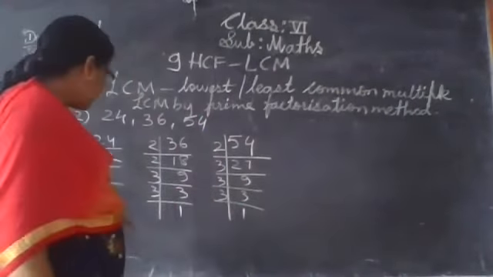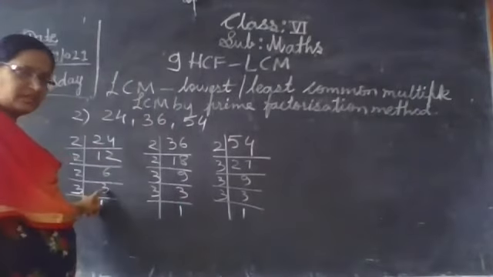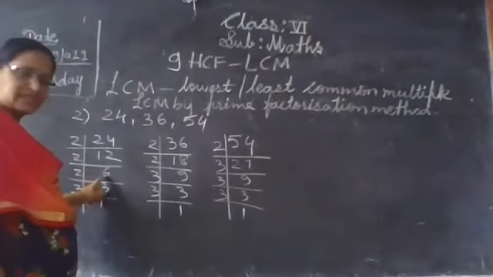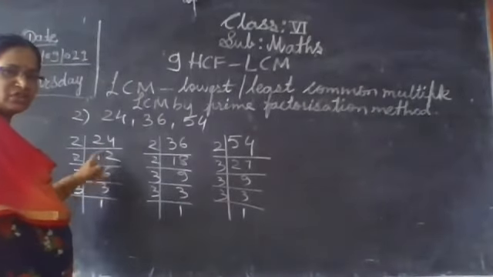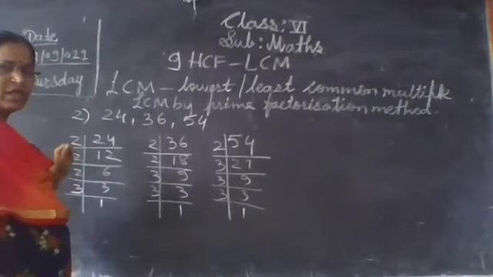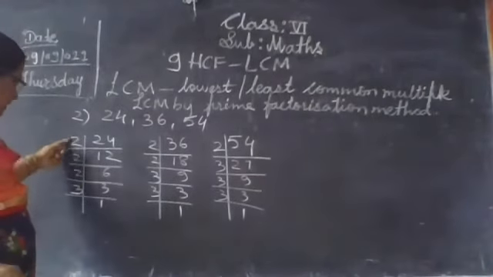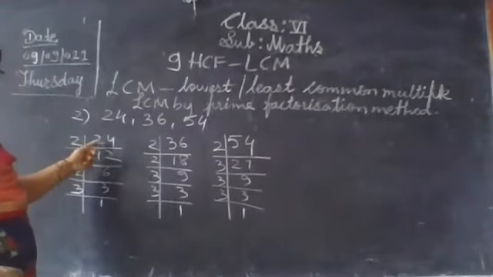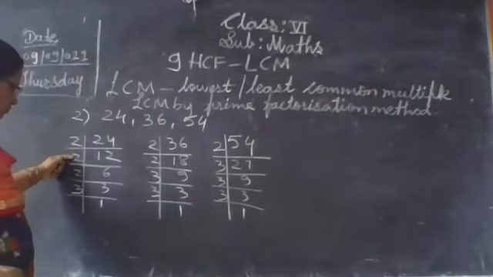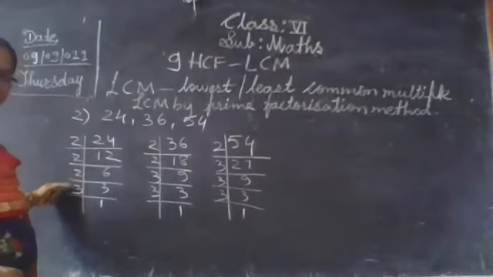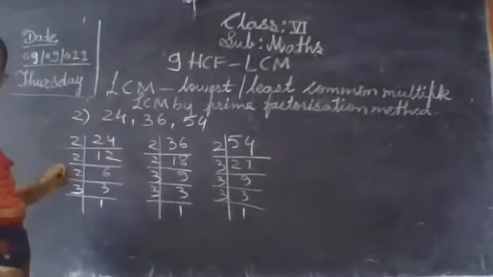So you can check your answer. See, 1 3s are 3, 3 2s are 6, 6 2s are 12, 12 2s are 24. Or if you multiply these prime numbers, you will get the same: 2 2s are 4, 4 2s are 8, 8 3s are 24. What did we do?